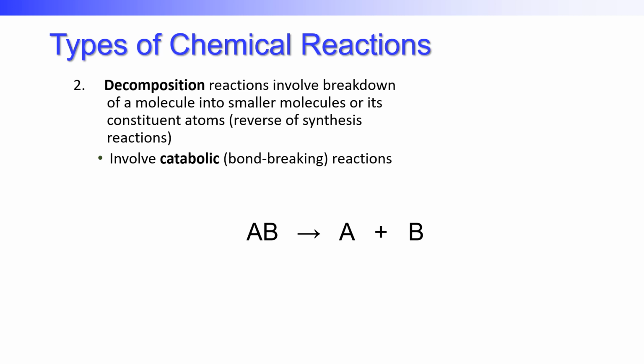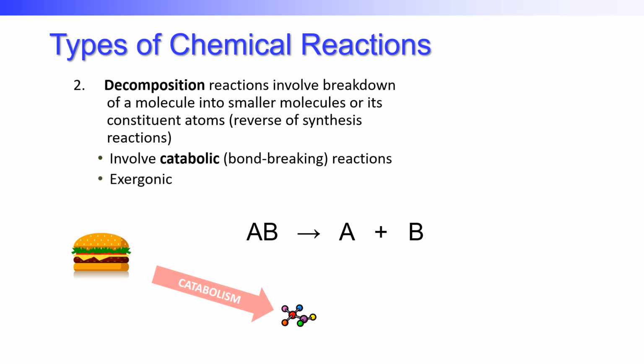And like I said, this is the part of metabolism that we would think of as catabolism, where we take the big fat burger and break it down into some small molecules. Now, this type of reaction is typically what we call an exergonic reaction, where we have the release of energy as a result of taking a big molecule, breaking up those bonds, and ending up with two small molecules.